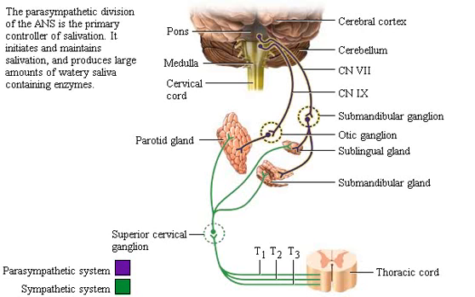The parasympathetic division of the autonomic nervous system is the primary controller of salivation. Parasympathetic fibers are carried in the facial and glossopharyngeal nerves, cranial nerves 7 and 9. Parasympathetic activity initiates and maintains salivation. In general, parasympathetic stimulation produces large amounts of watery saliva containing enzymes. Click the brainstem to reveal stimuli for salivation.